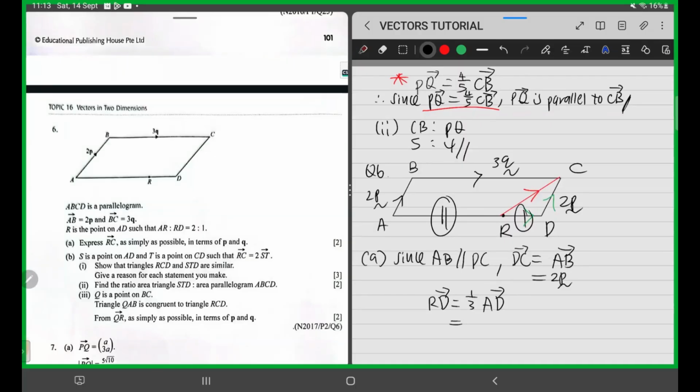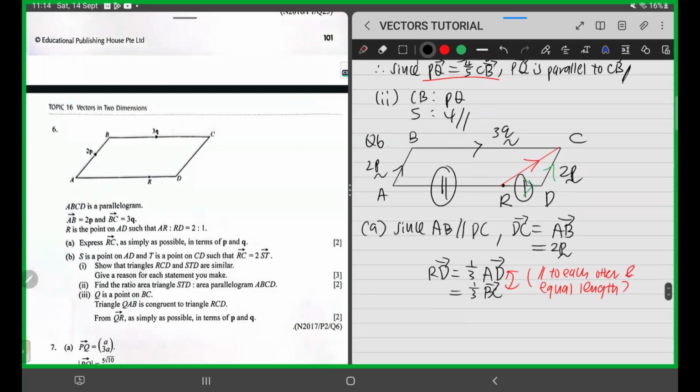And AD is just BC. Same analogy. Because they are parallel to each other and equal length, which is the definition of equal vectors. Must be parallel and must be equal in length. So therefore, it's just 1/3 of 3Q, which is Q.